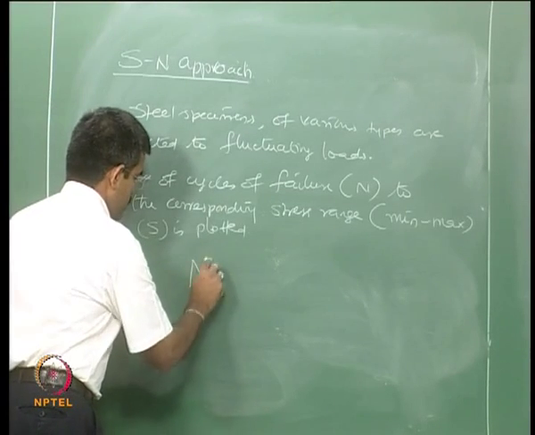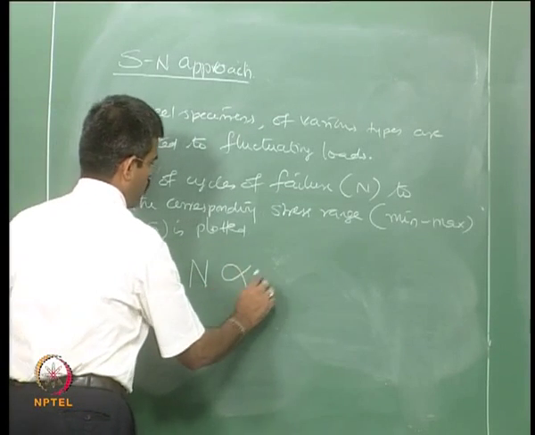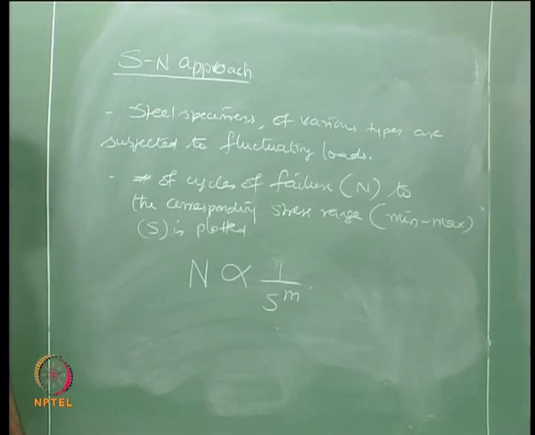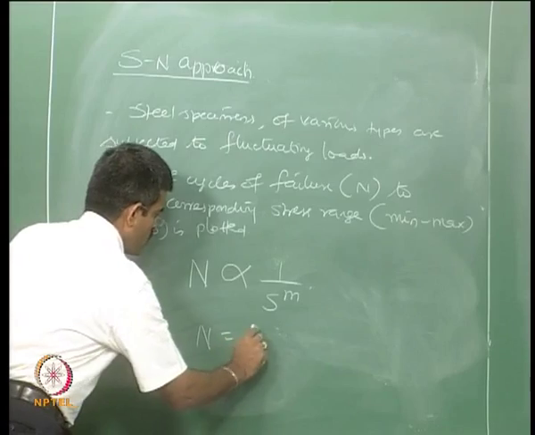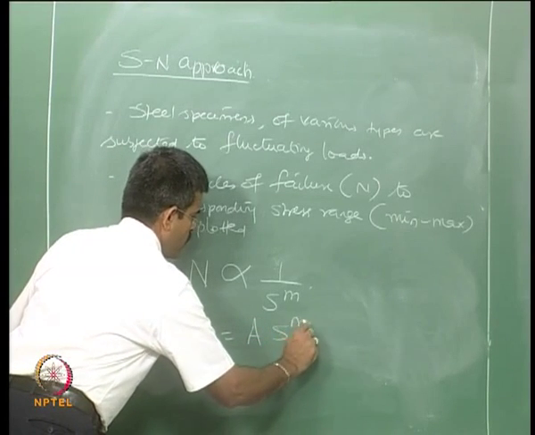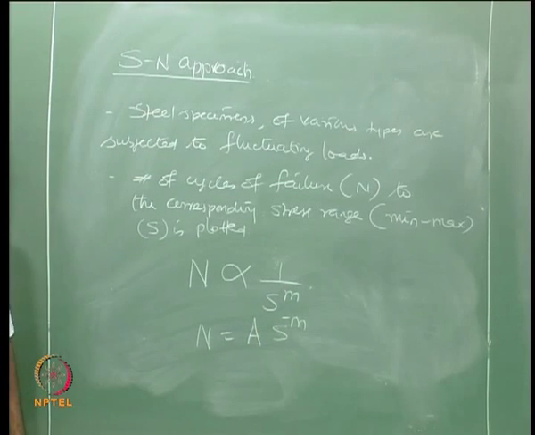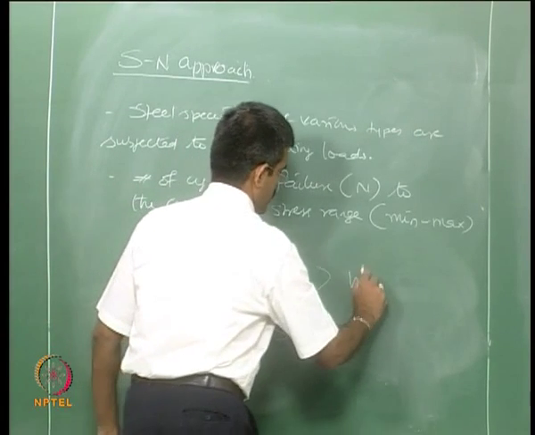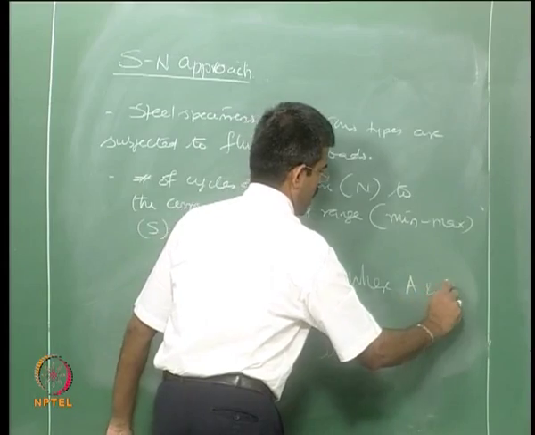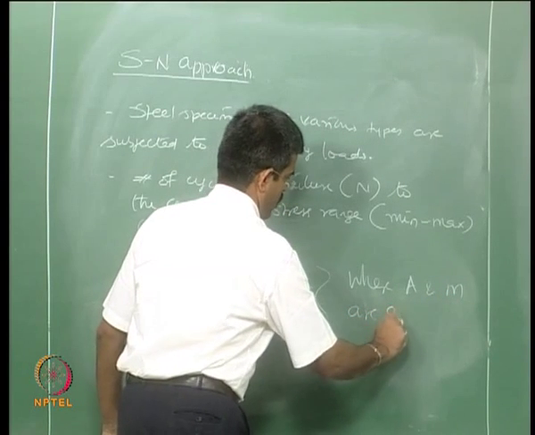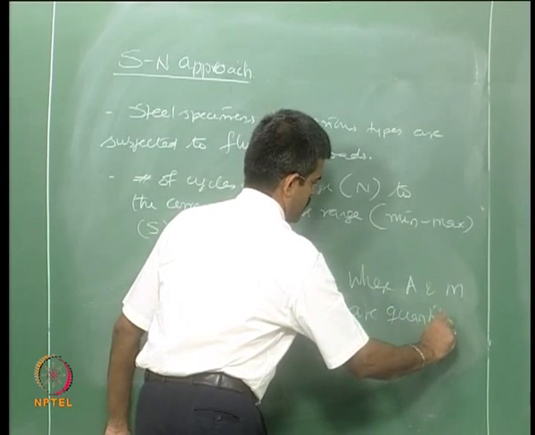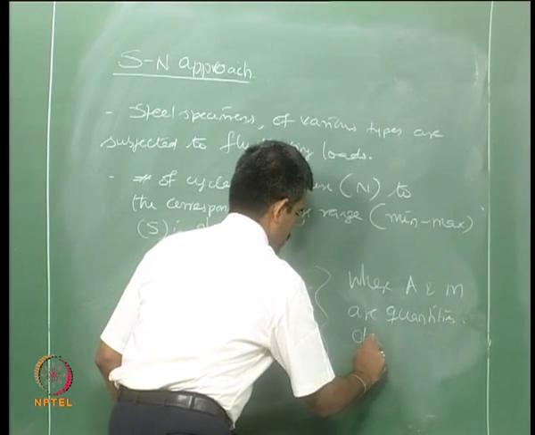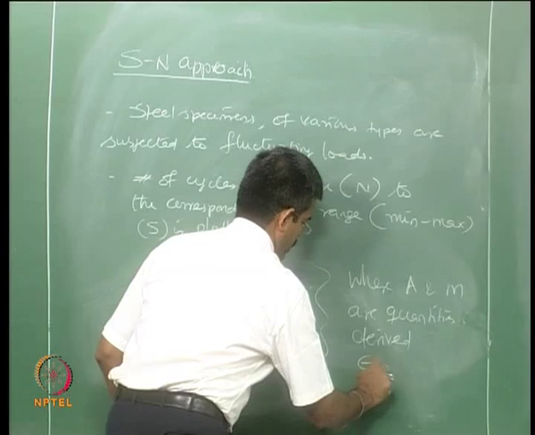So, N seems to be proportional to some power of S. So, N is equal to some constant A times S to the power of minus m, where A and m are quantities derived experimentally.